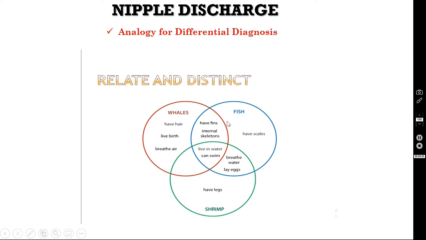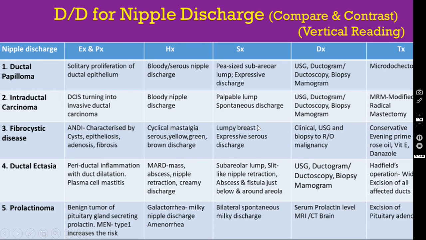Like that also, in various differential diagnoses, you should know the hallmark sign for diagnosis. That is what I am going to show you in this tabular column. This tabular column is a ready reckoner to clinch your diagnosis in a case of nipple discharge. So always you have to compare and contrast the various causes for the nipple discharge.